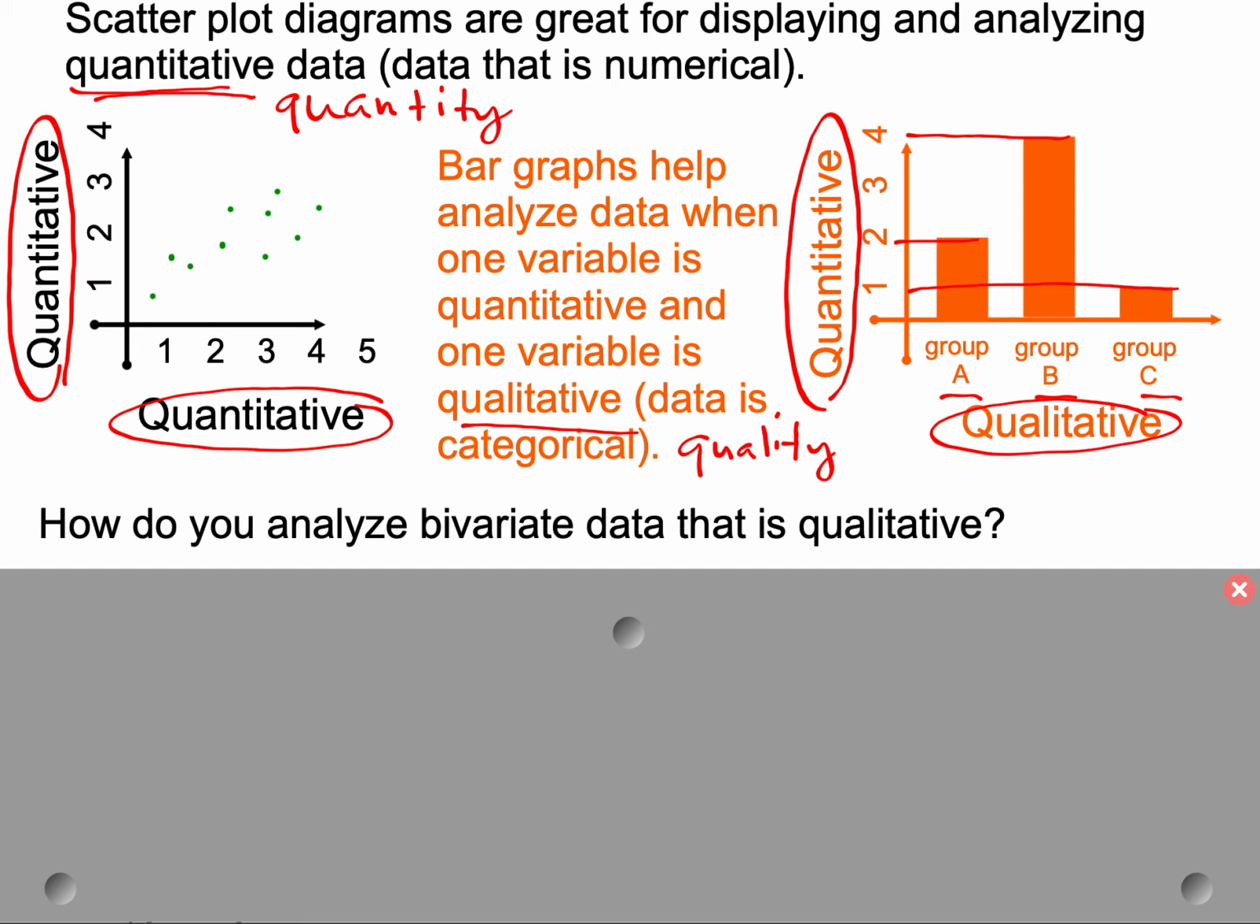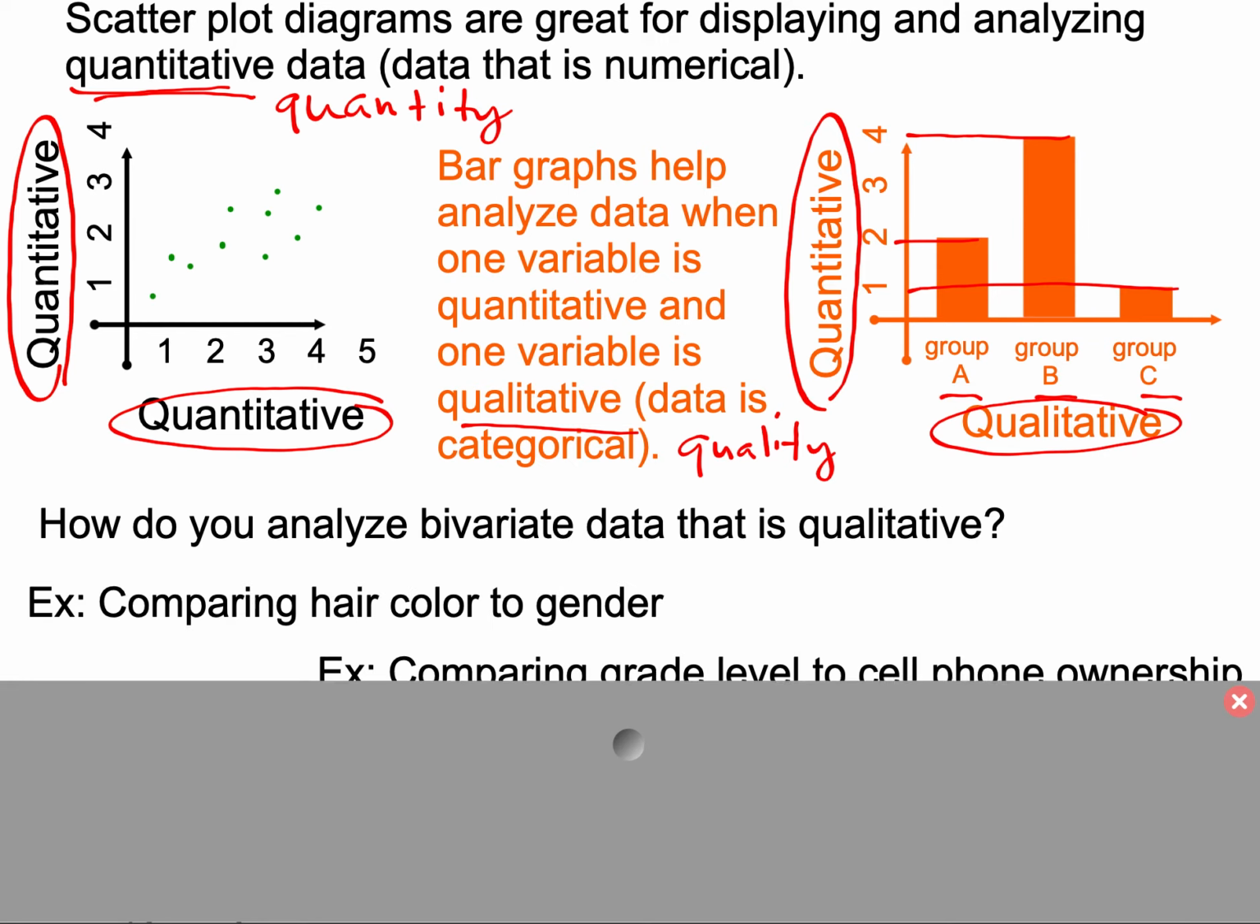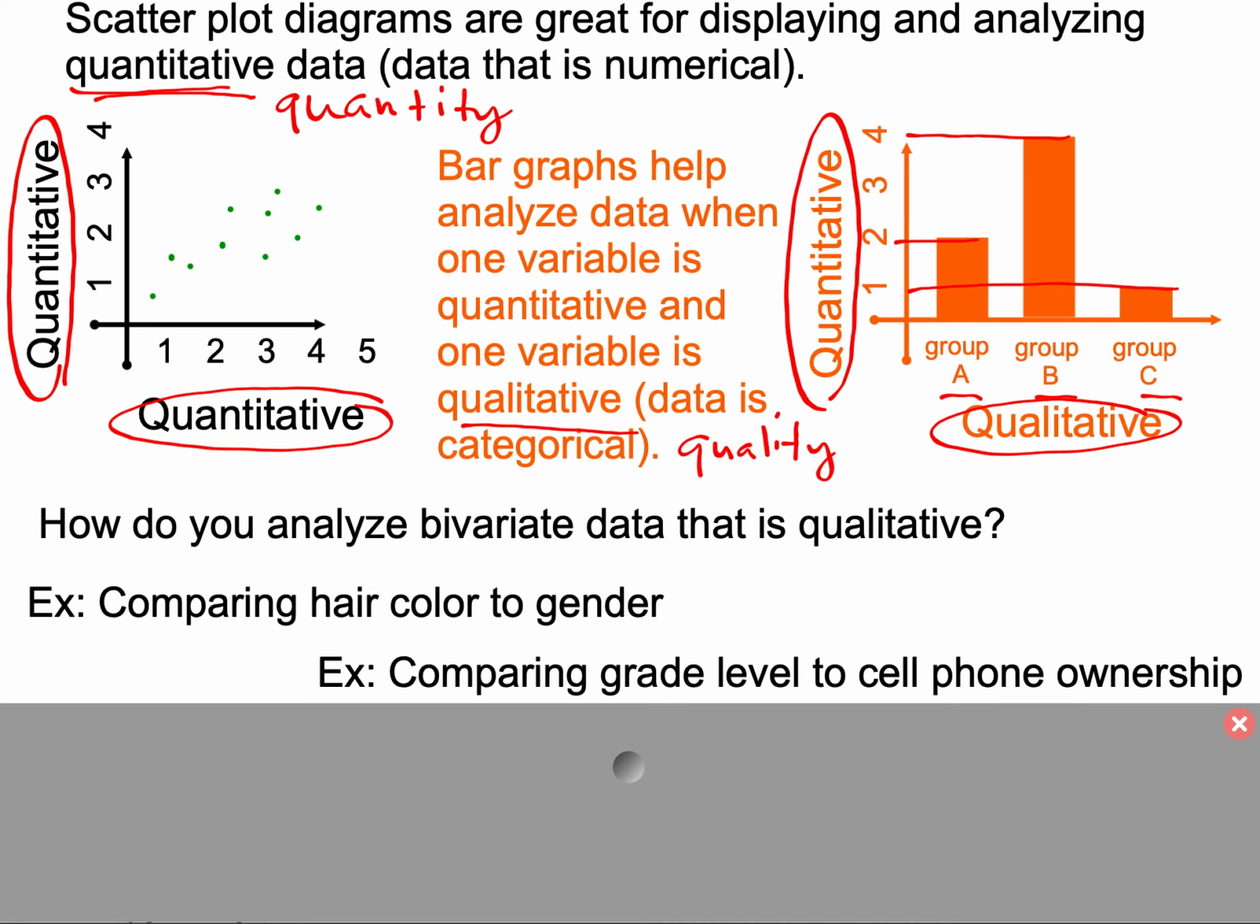So how do you analyze bivariate data that is qualitative, where both variables are categories? Well, let's think. Here are a couple of examples you might need to do. You might want to compare hair color to gender. There's a list of hair colors that are possible, and a couple of genders. You could compare grade level to cell phone ownership. And there you'd have some different grade levels and some cell phone ownership.